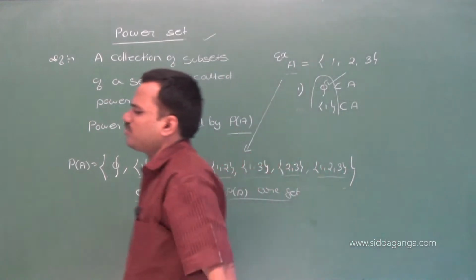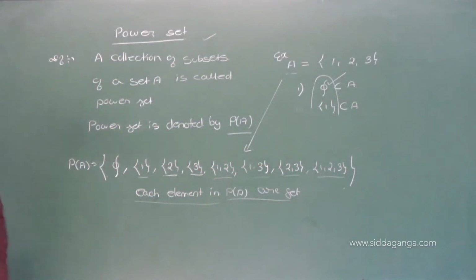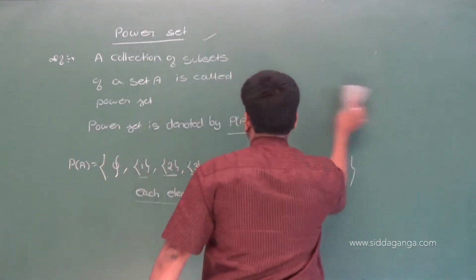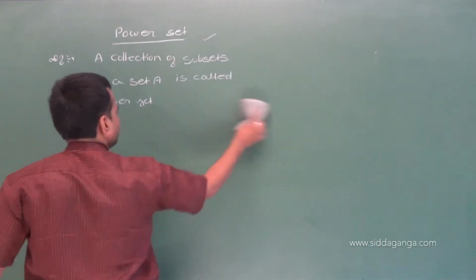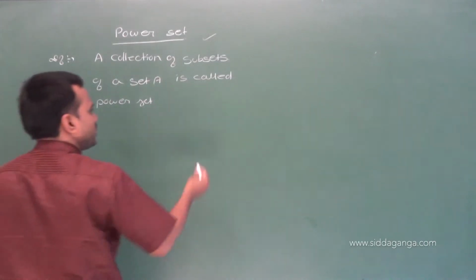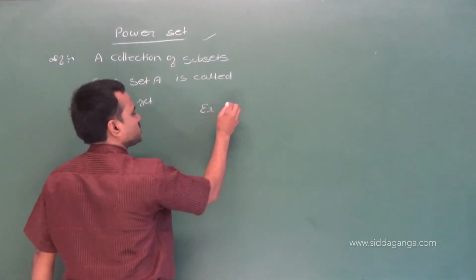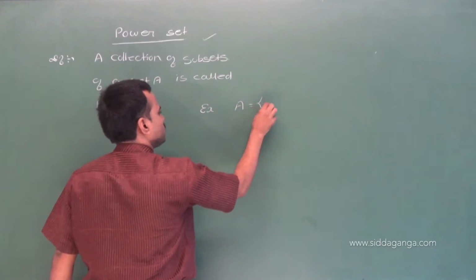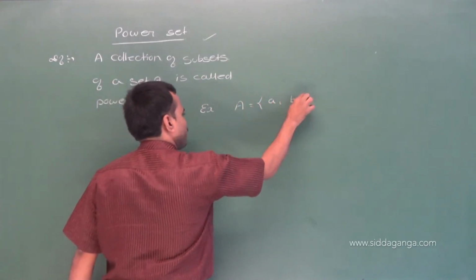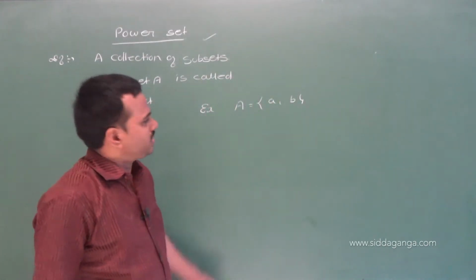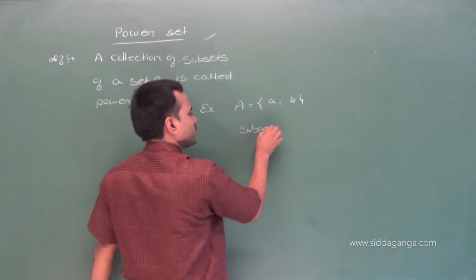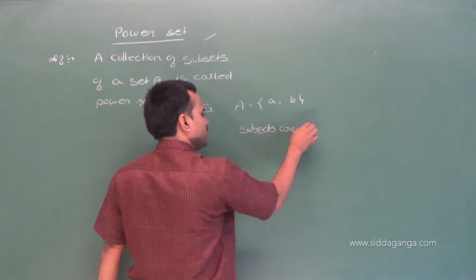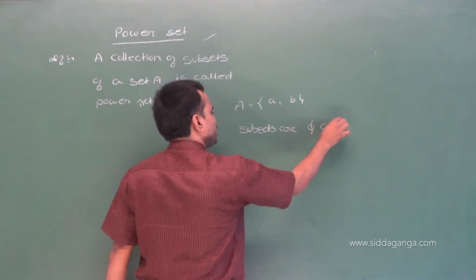If you want, we write one more example. Very important concept this one is. So I take one more example. Just I write set A is equal to only 2 elements, A comma B. Write the subsets. Subsets are empty set is a subset of A.